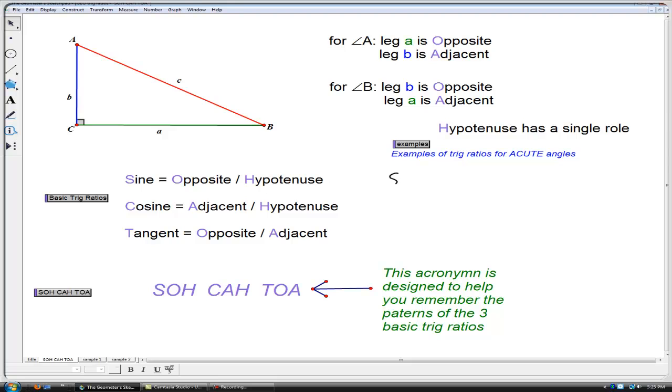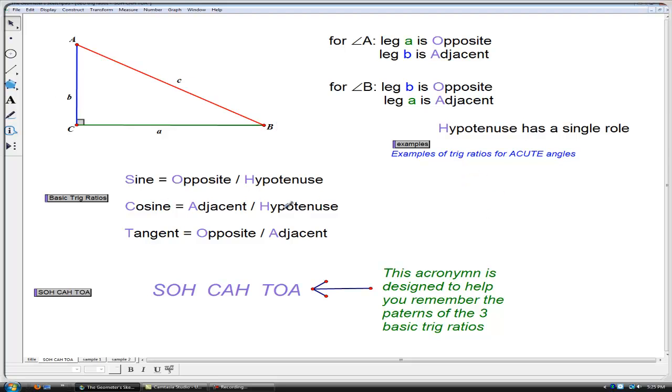Let's say I want to find sine of angle B. This is how we would read this: sine of B. This is the abbreviation for sine. Well, what I would do is first I would find angle B. That's a very important first step, to locate the angle. Then I would make my opposite calculation over my hypotenuse. So sine of angle B is B over C.